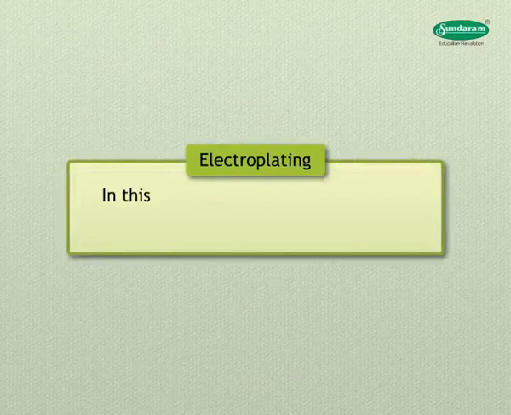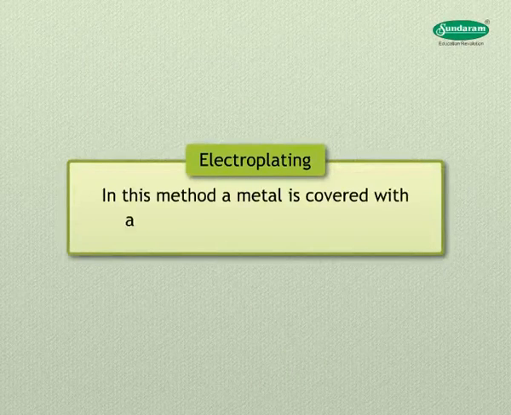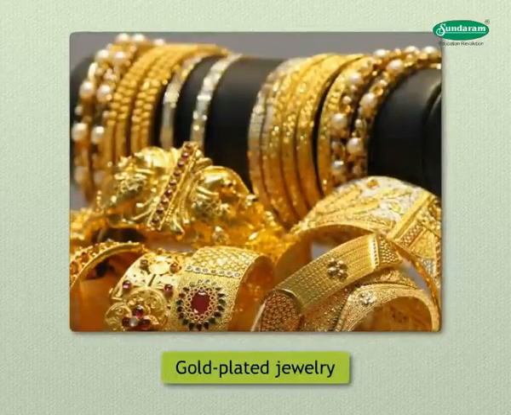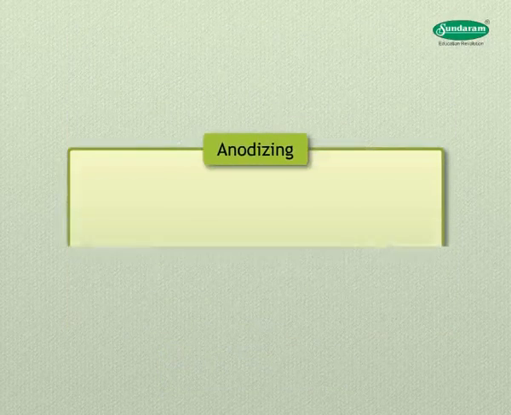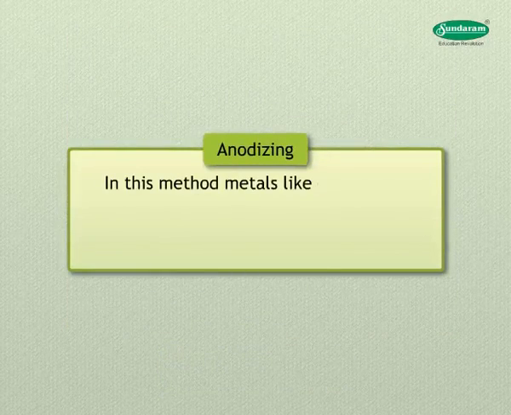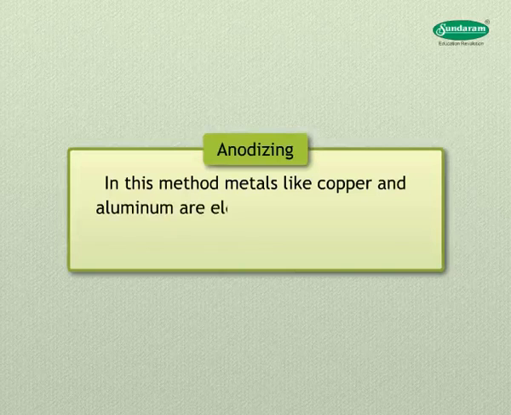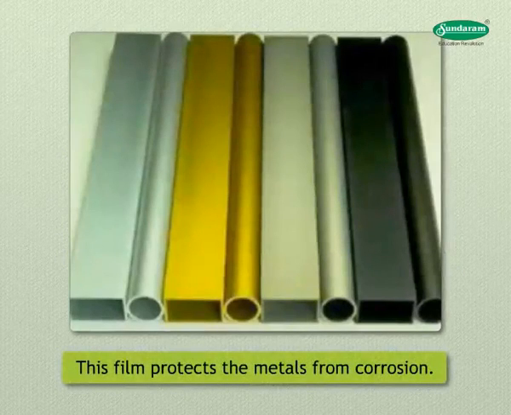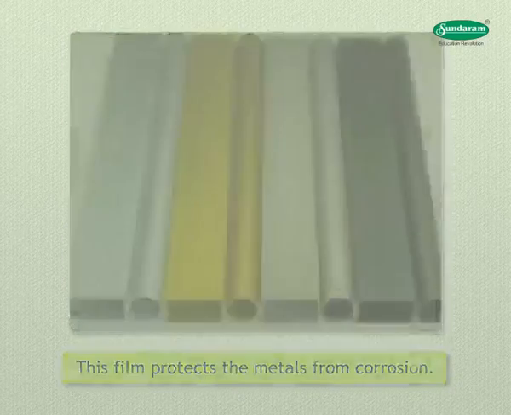Electroplating. In this method, a metal is covered with another metal using electrolysis. Silver-plated spoons, gold-plated jewelry, etc. are electroplated. Anodizing. In this method, metals like copper and aluminium are electrically coated with a thin, strong film of their oxides. This film protects the metals from corrosion. We have discussed the anodizing technique in detail earlier.